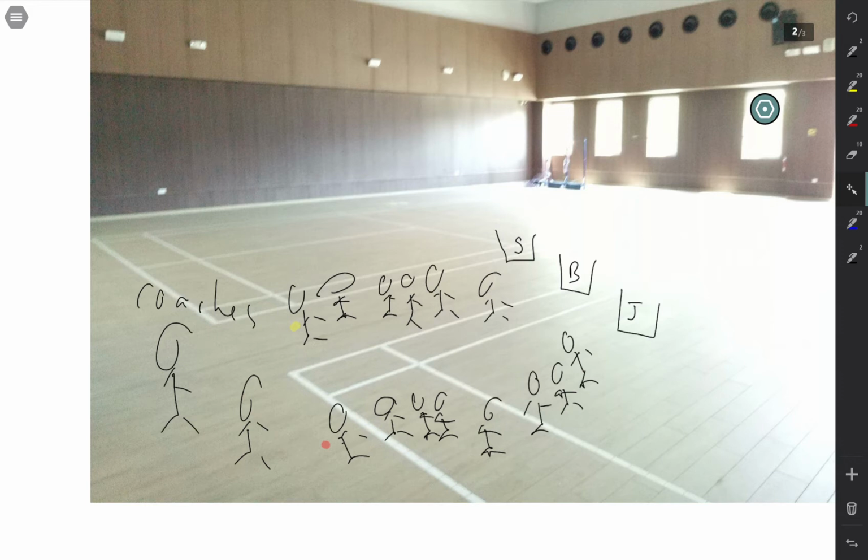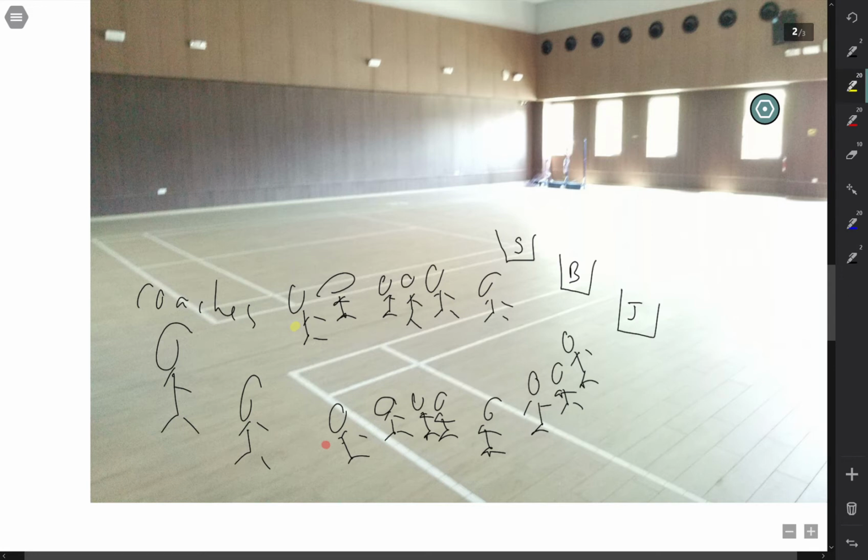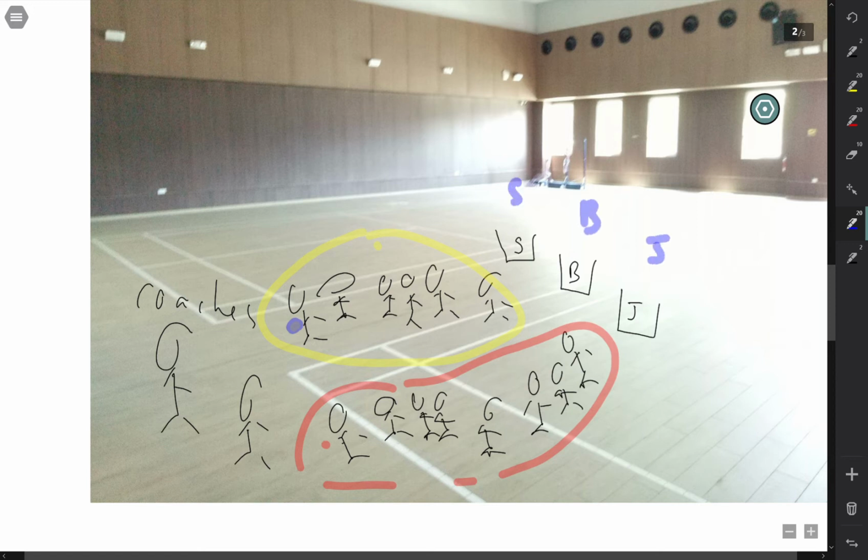So the objective is for the groups. For example, this is one group, the yellow team, and then this is the red team. They're supposed to be in a row. The objective is that they're supposed to pass a ball from here into the respective basket, whether it is Sally, Betty, or Jane. They have one ball and they're supposed to pass it over there. It is a colored ball.